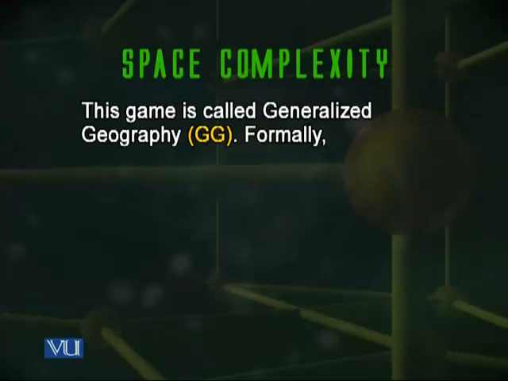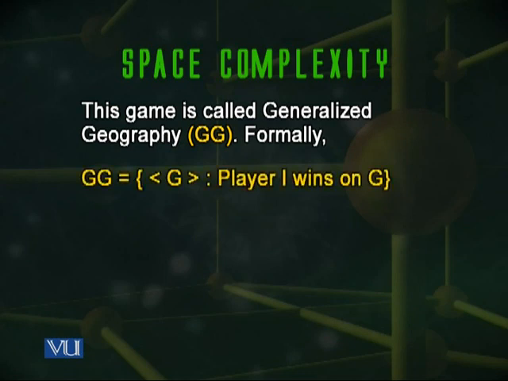Once we have defined generalized geography, we can define the language which we call GG, for generalized geography, which is the set of all directed graphs on which player 1 wins. See, if a directed graph is given and both players are infinitely intelligent, then who wins the game only depends on the graph, not on the intelligence of the two players. So generalized geography is a perfect information game. There are no hidden moves. Initially, all the information is made available to both players. And so, for a given graph, either player 1 will have a winning strategy or player 2 will have a winning strategy.